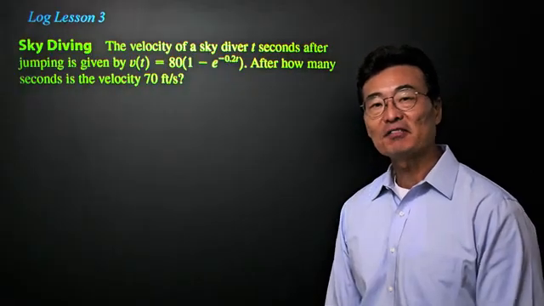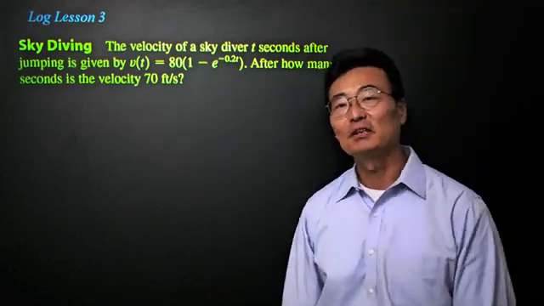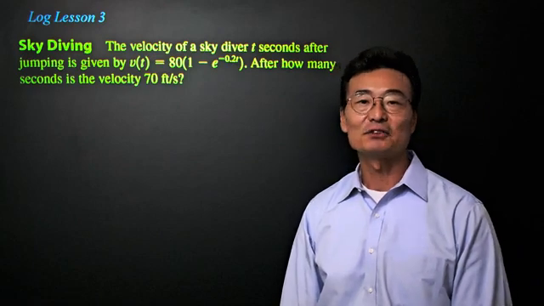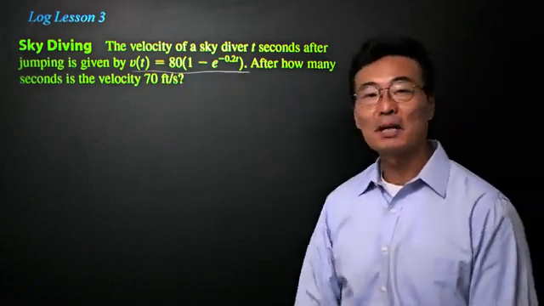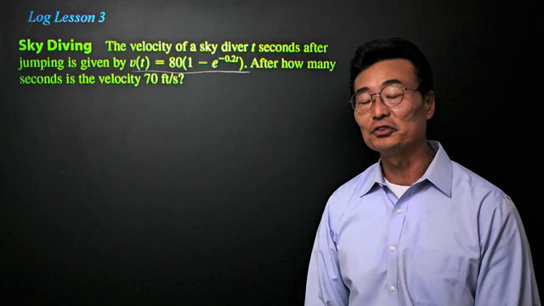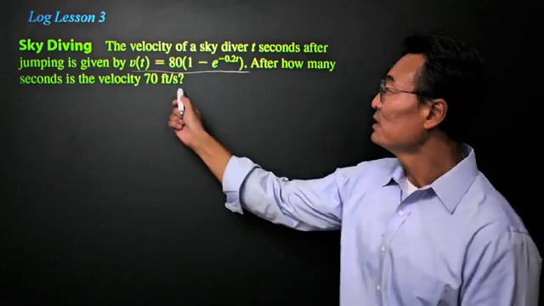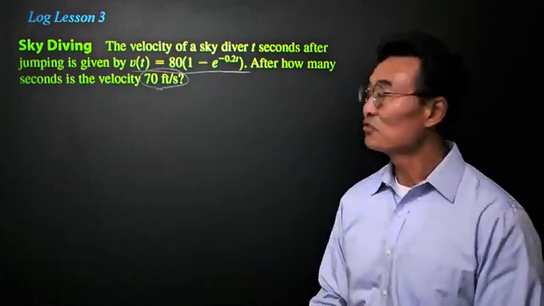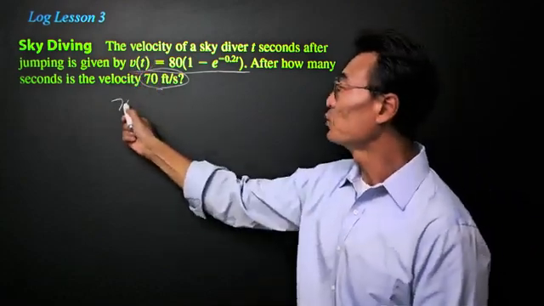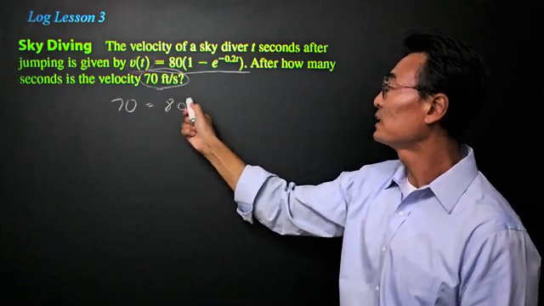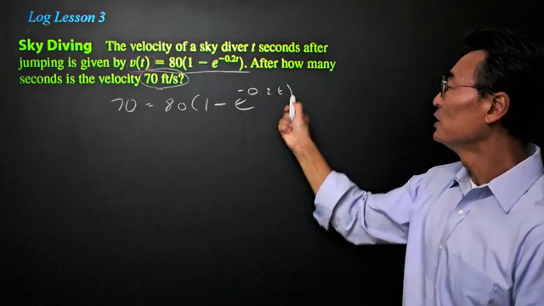As the last question of the lesson, I'd like to do a word problem. It's regarding skydiving. The question reads, the velocity of a skydiver t seconds after jumping is given by v of t equals 80 times 1 minus e to the negative 0.2 t power. Then, after how many seconds is the velocity 70 feet per second? So we're going to replace the v of t with 70, giving us an equation of 70 equals 80 times 1 minus e to the negative 0.2 t power.